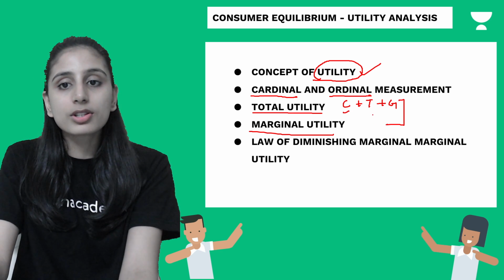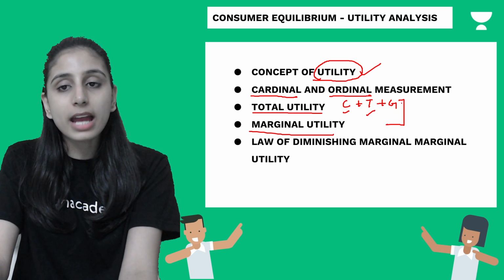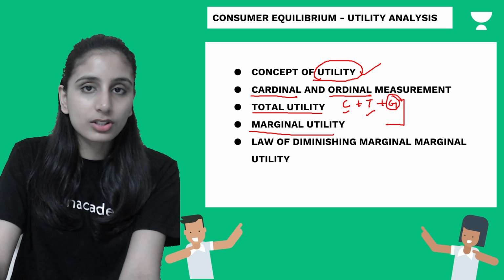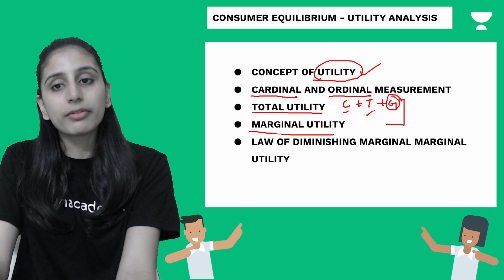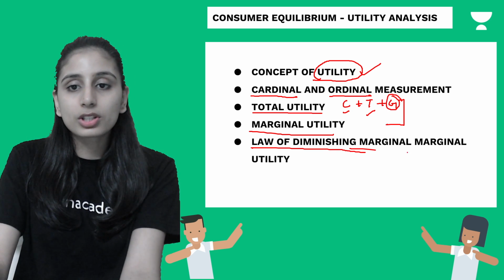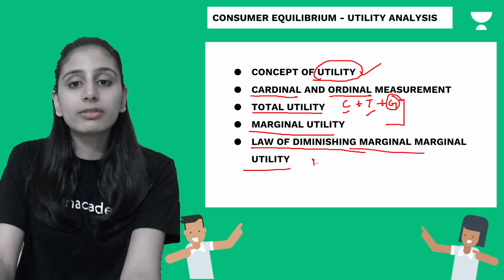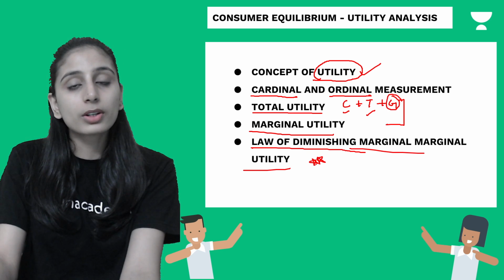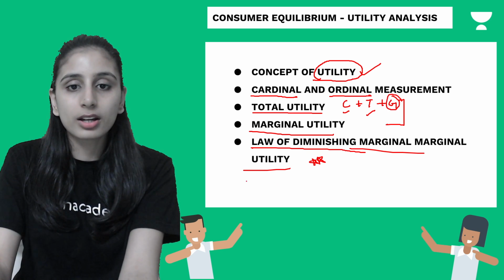Again we'll see the concept, few pointers, tables and the graph. ग्राफ से हमारा रिलेशनशिप काफी क्लियर हो जाएगा, तो we'll see the graphical representation. And the last thing we'll do today is law of diminishing marginal utility, which is again very, very important. It is one of the most important concepts in this book.